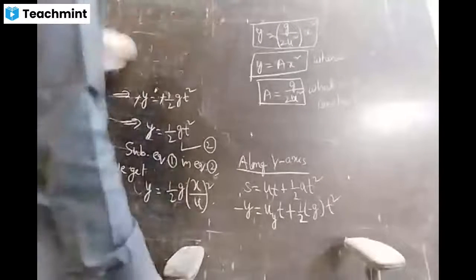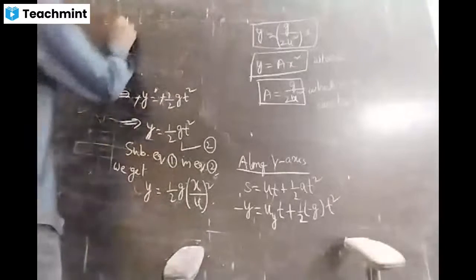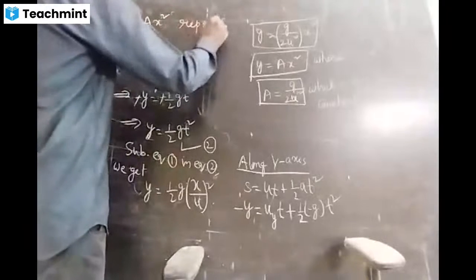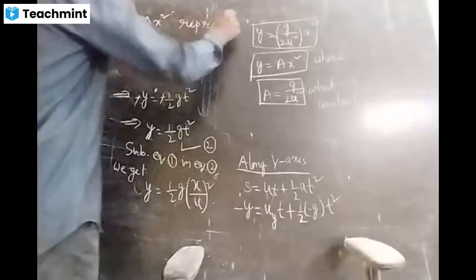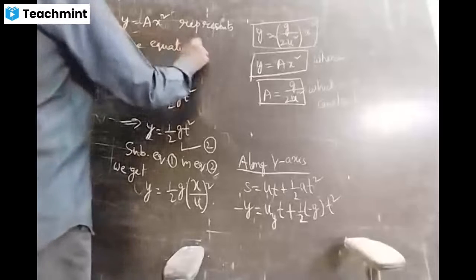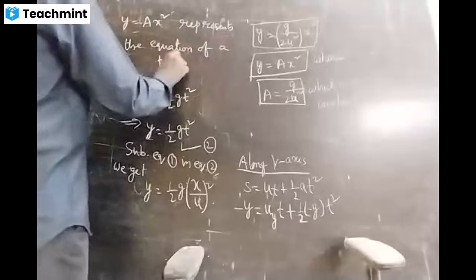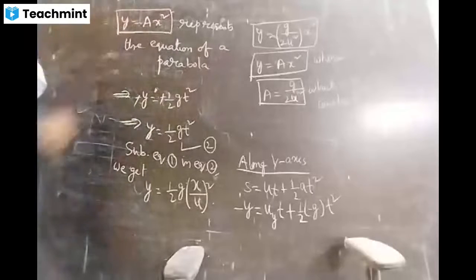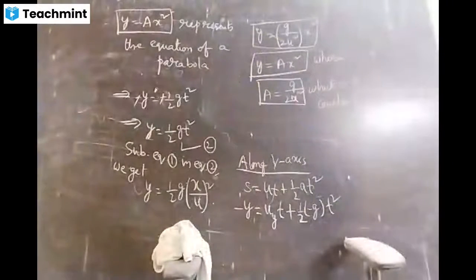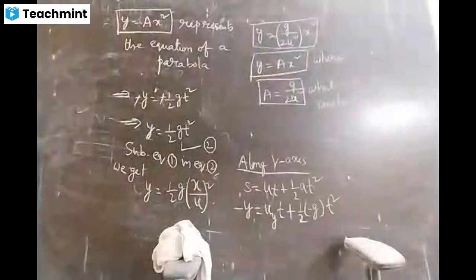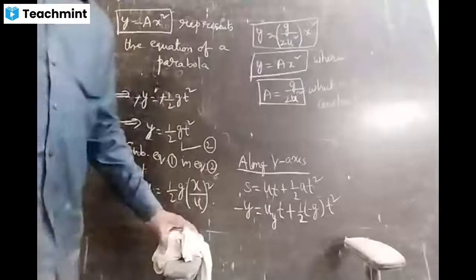Therefore y is equal to a x square represents the equation of a parabola, where a is equal to g by 2u square. Very important relation. Remember this.